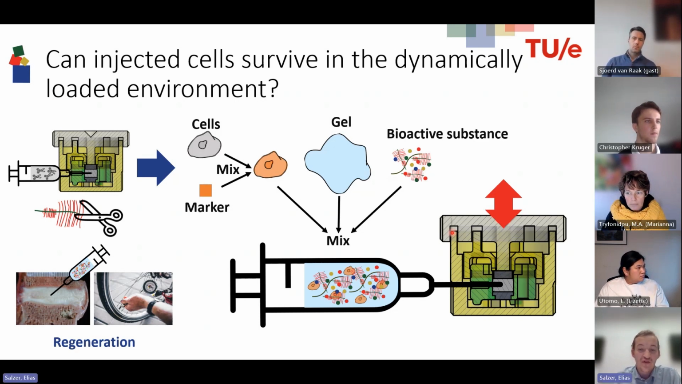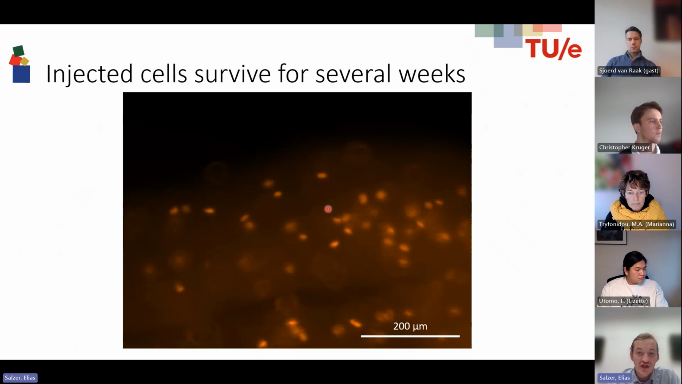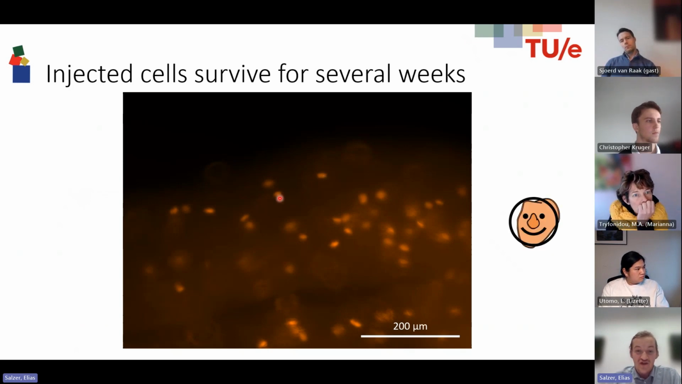And the research question was, well, these cells that we inject, can they actually survive this environment? And what you can see here in orange is surviving cells. So not only are these cells happy, but we were happy as well, because we could see that this is very promising. These cells can survive for several weeks in the dynamically loaded nucleus pulposus. And this is really important because it's a prerequisite for any treatment using cells, that they survive at least.